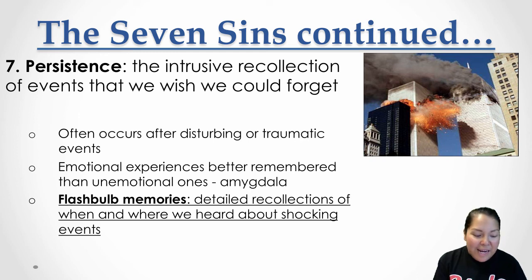Persistence can also be explained by having a flashbulb memory, where you almost have a photographic memory of that emotional and disturbing event. This particular memory failure is highly associated with post-traumatic stress disorder, as these individuals often experience flashbacks of that particular trauma or traumas.